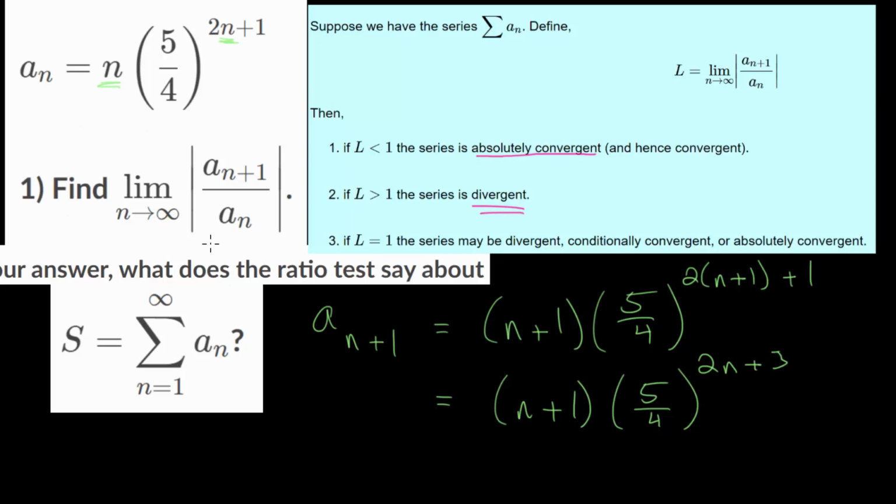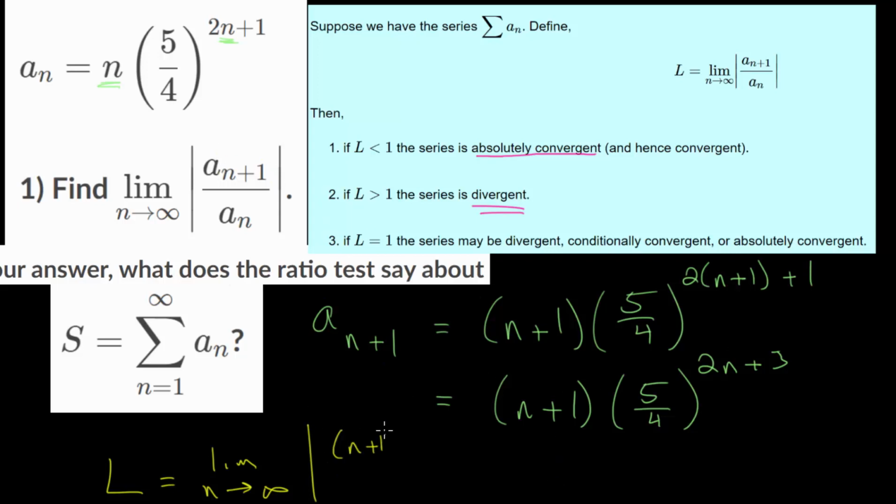And from here, we can look at this limit, since now we know the n plus 1 term and the nth term. And that will tell us whether or not this series here, this infinite sum, will converge or diverge. So let's now consider L. This is the limit as n goes to infinity of the absolute value of this ratio. And we have the n plus 1 term up top. So let's write that in.